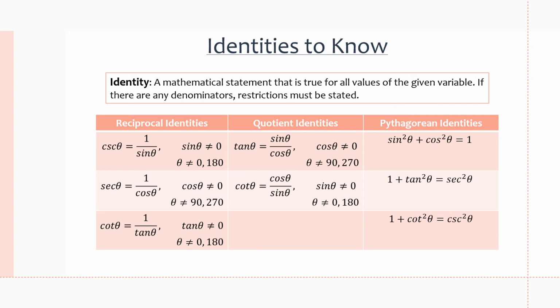Before we go on to exactly what these identities are, let's go over the definition of what an identity actually is. An identity is a mathematical statement that is true for all values of the given variable. So, what does this mean? This means that no matter what numbers you decide to substitute into our variables, the left side of the expression will evaluate to the same number as the right side. And again, we want to state the restrictions at the end.